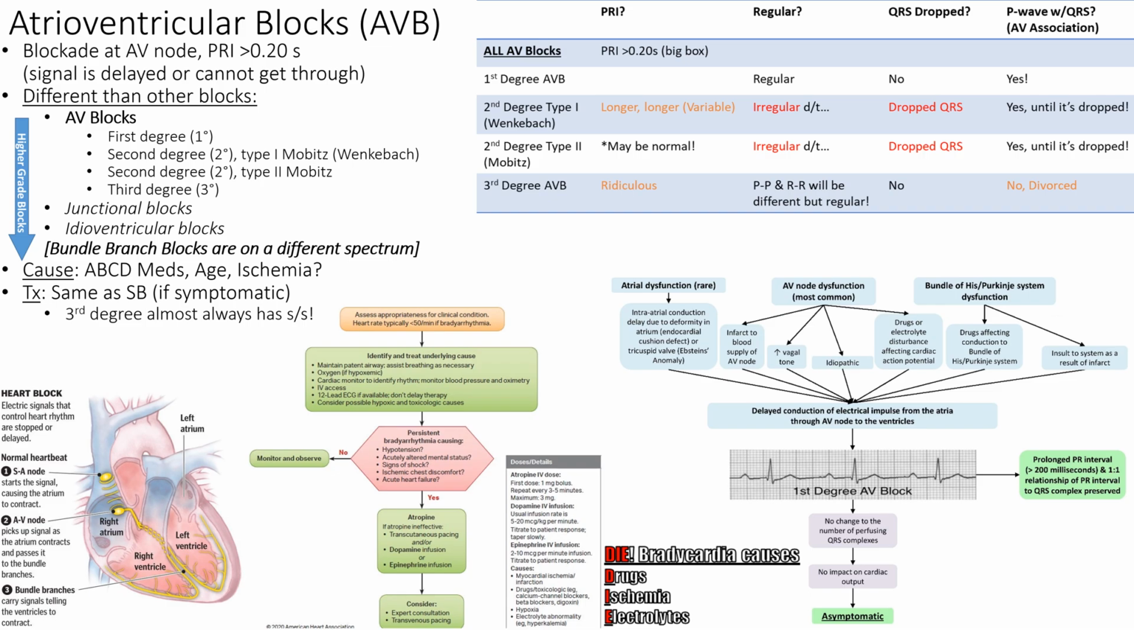So a little table up in the corner here kind of summarizes everything we're going to talk about with AV blocks, right? So again, we have a blockade of the AV node. PR interval is greater than how much? 0.20, right? The signal is delayed or cannot get through. So here's our AV node right there, SA node up top, and our AV node is blocked for some reason. There's something in the way, right? And it's basically an extension of bradycardia, right?